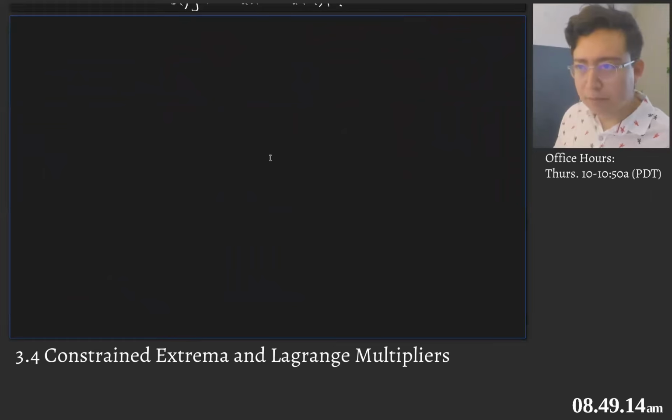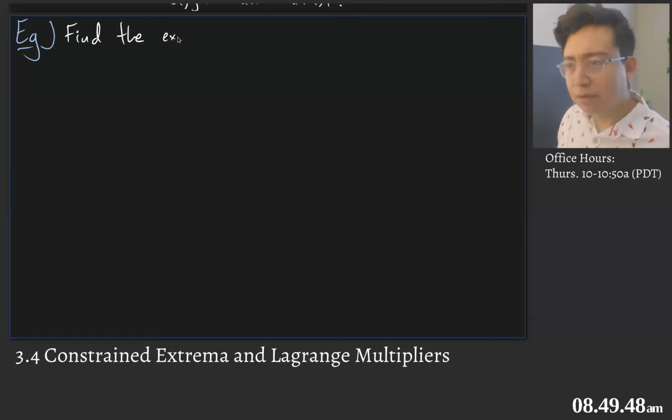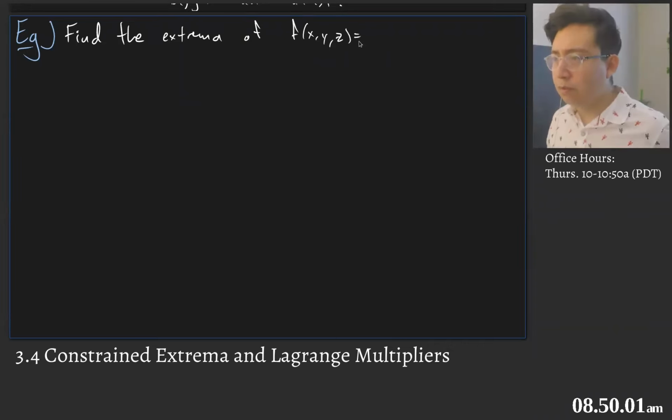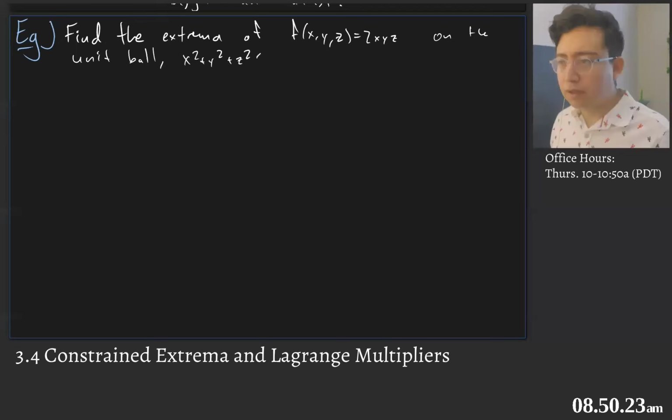So we have, right, so find the extrema of f(x, y, z) equals 2xyz on the unit ball, x squared plus y squared plus z squared is less than or equal to 1.